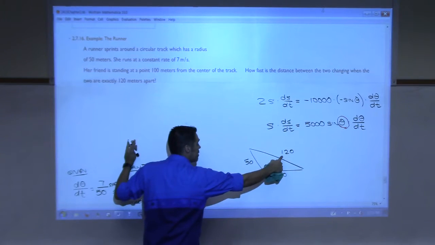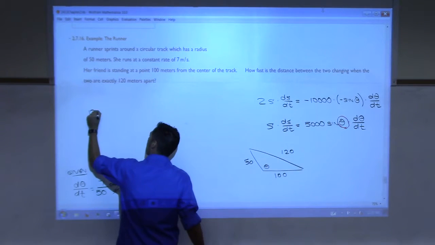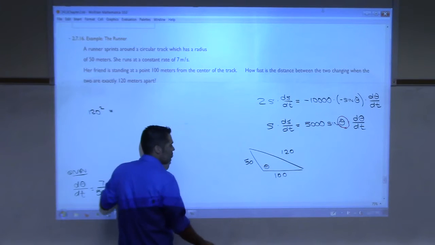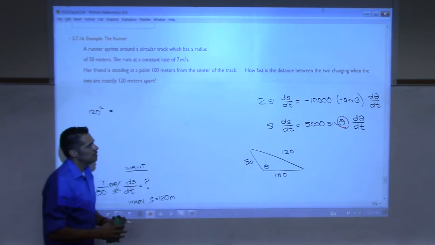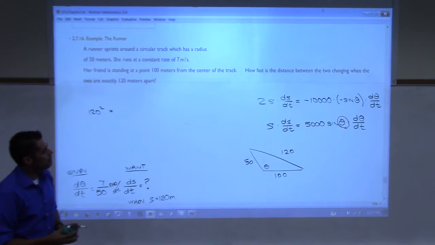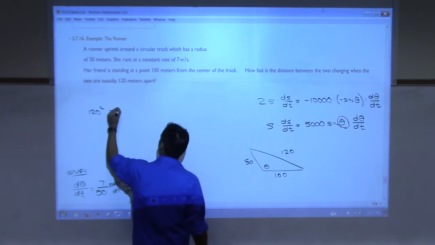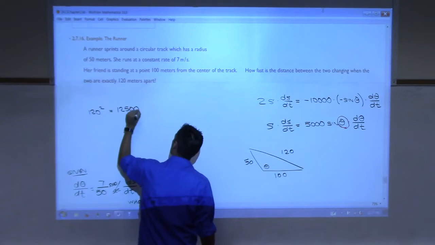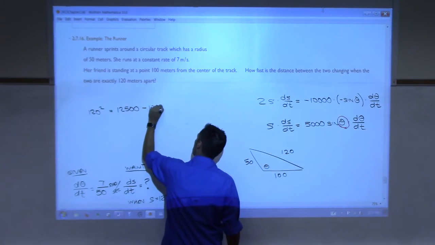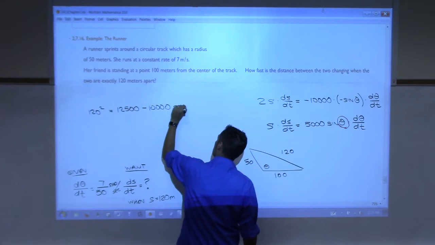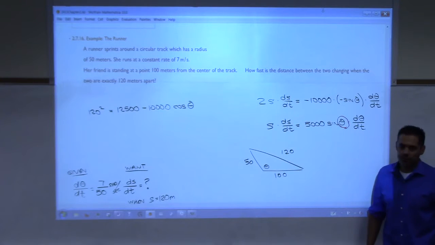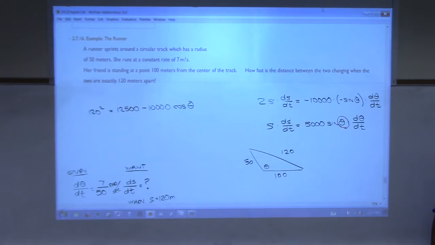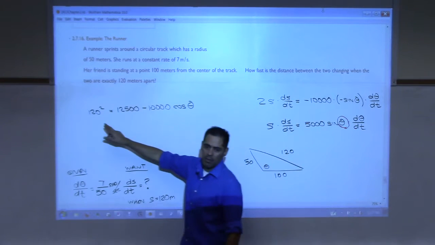Instead of s squared, I'm going to put 120 squared equals, now when we plug in 50, 50, and subtract, what did we get on that side before the differentiation? It was 12,250 minus 10,000, right? Cosine of theta, isn't that what we had? That's what we had before we differentiated, except our left side was s squared.